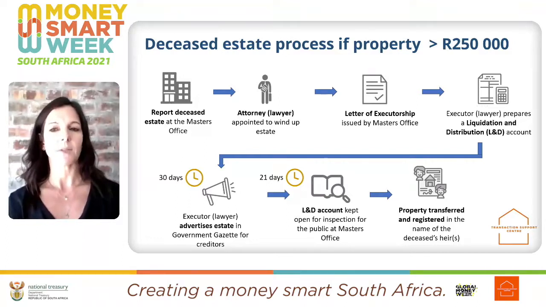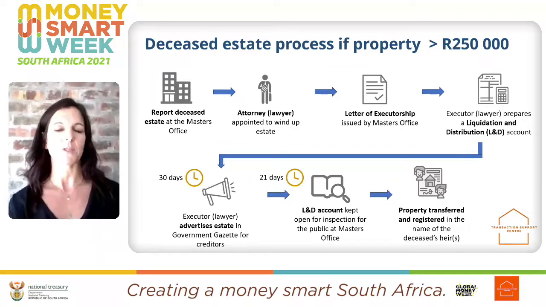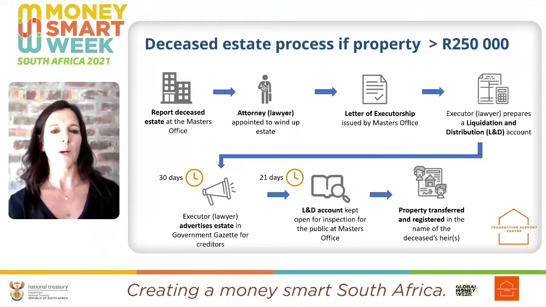What is a crucial part of this process is that the master has determined that estates with values over 250,000 should not be dealt with by a family member who is not a professional and who doesn't have experience in deceased estates. So the master will require that a professional person, usually an attorney, doesn't have to be an attorney, is appointed to act as agent on behalf of the family to assist in the winding up process. So when the family reports the deceased estate, they would need to also include an agent's letter confirming who they have appointed to act as agent.